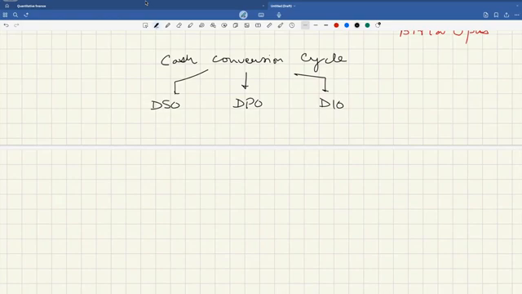All right. So there are three things that we want to discuss. There are three perspectives: DSO, DIO, and DPO. What does each mean? Okay. So DSO.